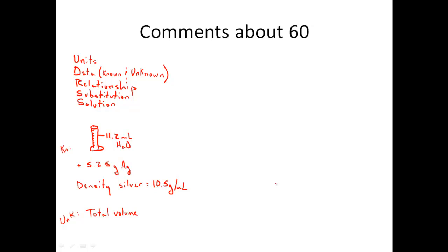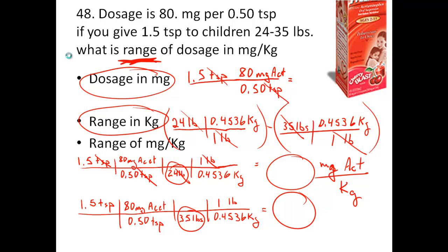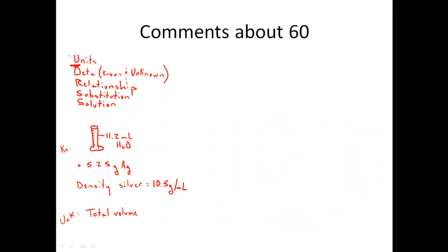For problem number 60, now don't forget, you need to be including in your problems these 5 things. The units, be sure you're careful with the units, just like we were in this last problem. Be sure you put your data, the things you know and the things you don't know. Now in problem 60, the things you know are that you have 11.2 milliliters of water, and you have 5.25 grams of silver, and you know the density of the silver, and the unknown is the total volume. So make sure you have that data listed.